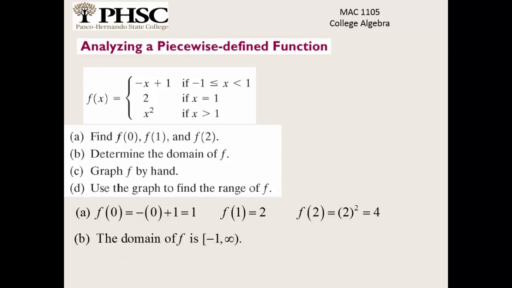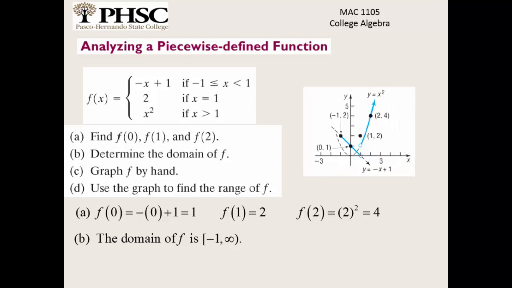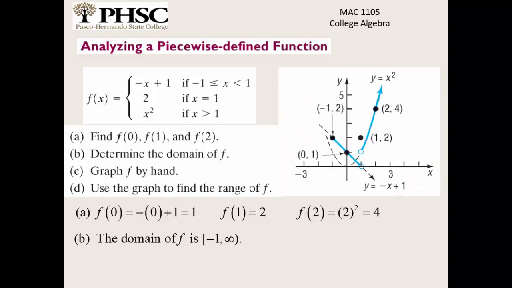The domain of this function is from -1 to infinity because it's only defined up to -1. And here's the graph of the function. So as you can see, when x is between -1 and 1, we actually use this linear function, which is -x plus 1. So this is what this line is right here. Now, when x equals 2, we just have the ordered pair, and we just plot that one there.